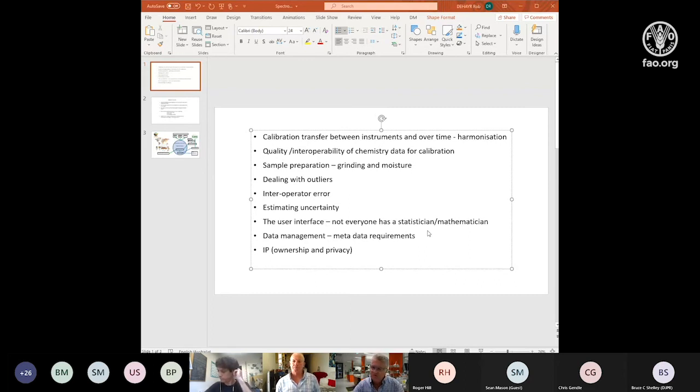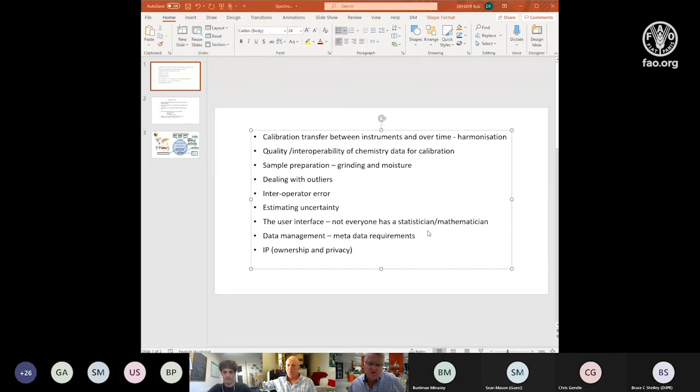So things like calibration transfer, these are the elephants of different size in the room. The quality and interoperability of the chemistry data has come up a couple of times now. Sample prep is a constant conversation. Dealing with outliers is something that everyone has to deal with at some stage. Interoperator error, and how standard operating procedure or consistency in the way we manage our instruments is necessary. Estimating uncertainty has also come up a couple of times in conversation as something that we need to get a grip on.